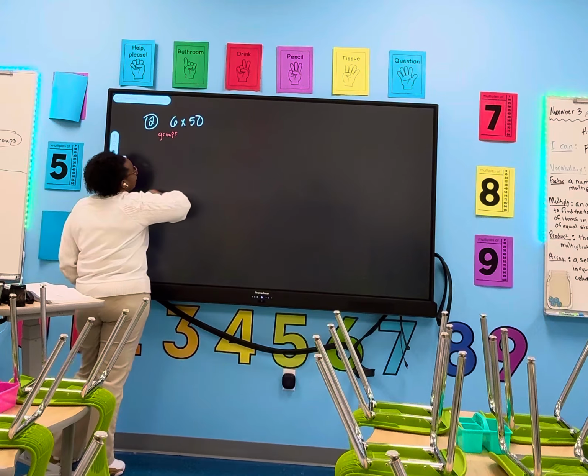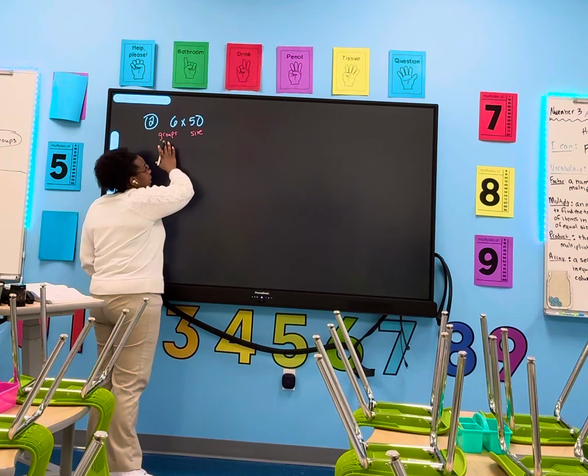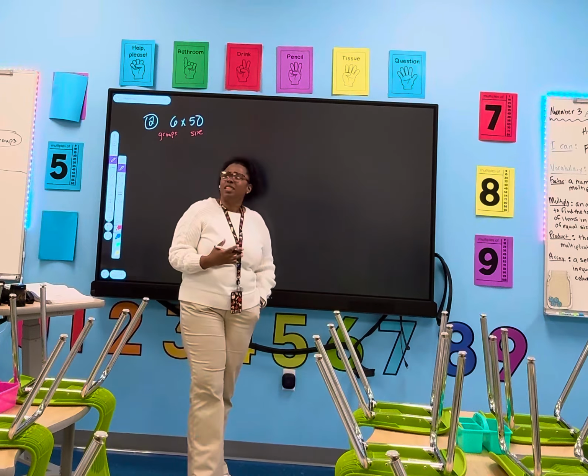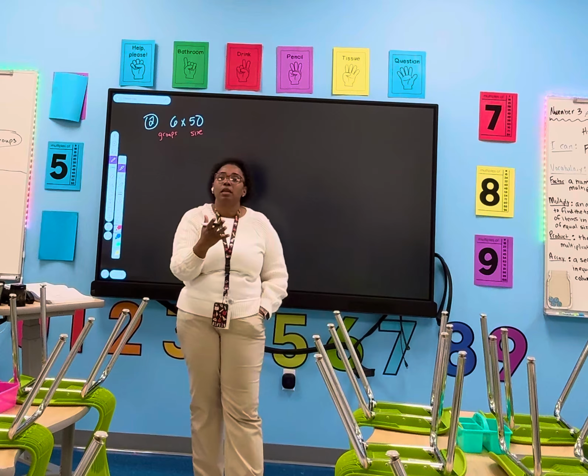And then the second number is the size of each group. So I have 6 groups with 50 in each group. Well, then you say, Ms. Newman, 50 is a lot to put into a group. This is where the place value comes into place.